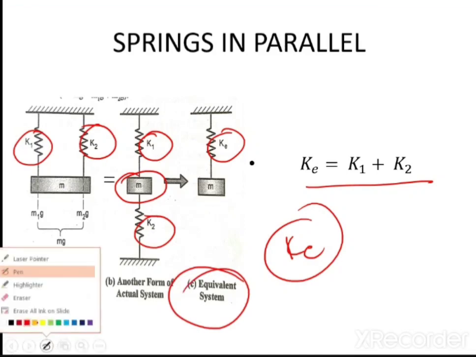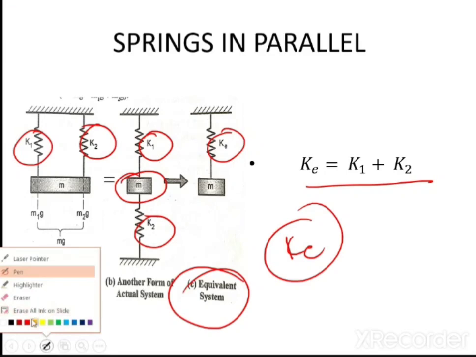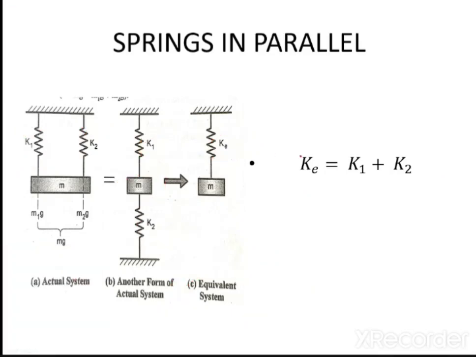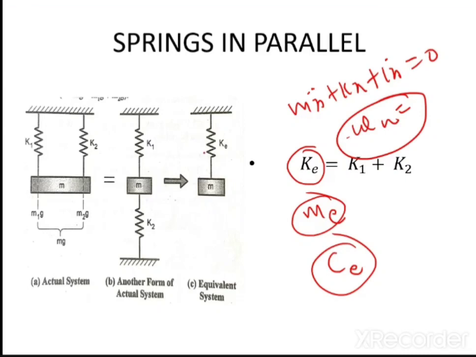Even when you are solving a problem, there may be a number of masses and a number of springs. Try to understand, my dear students. You have to always find the k equivalent, m equivalent and c equivalent. Then you write down the equation m x double dot plus c x dot plus k x is equal to 0, and accordingly find the natural frequency omega n by using the fundamental equation x double dot plus omega n square x is equal to 0.